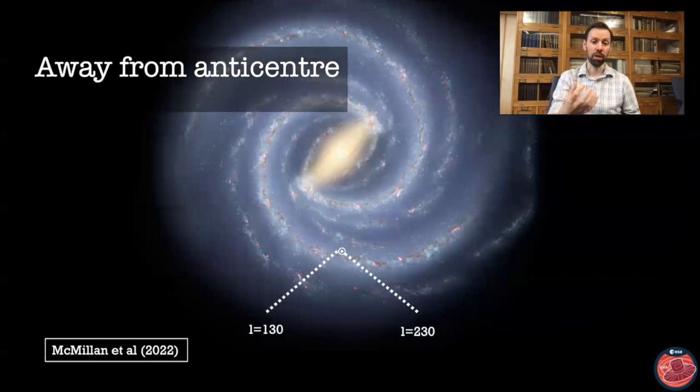So in this paper, we looked between galactic coordinate L of 130 and 230, so a relatively decent range in the outer galaxy. The further away we get from the anticenter, the worse this approximation is, or the more reliant we are on this approximation. So that was as far as we felt comfortable in going.